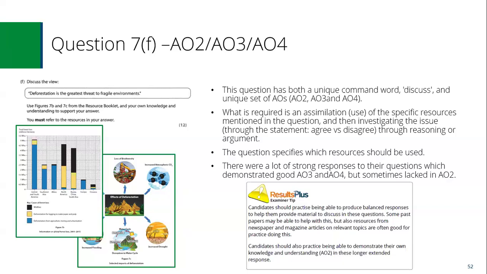Some past papers may be able to help with this, but also resources from newspapers and magazine articles and websites on relevant topics can also be good practice. Candidates should be practicing being able to demonstrate their knowledge and understanding in these longer extended response questions.